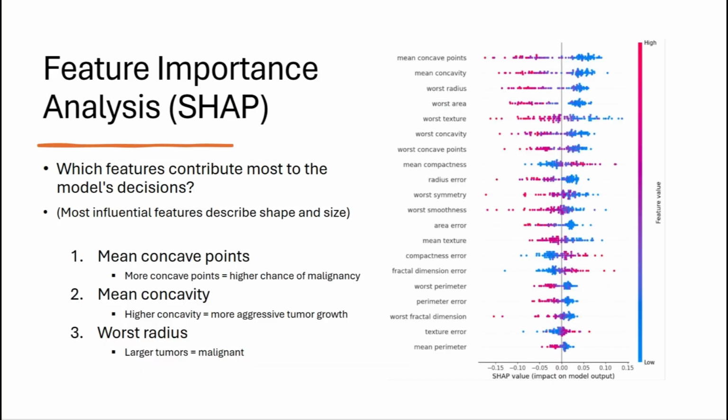Using SHAP, let's see which features have the most influence on our model's decision-making when classifying benign versus malignant tumors. We see that the top 3 most important features are mean concave points, mean concavity, and worst radius. Tumors with more concave points, higher concavity, and larger in size have a higher chance of being malignant.